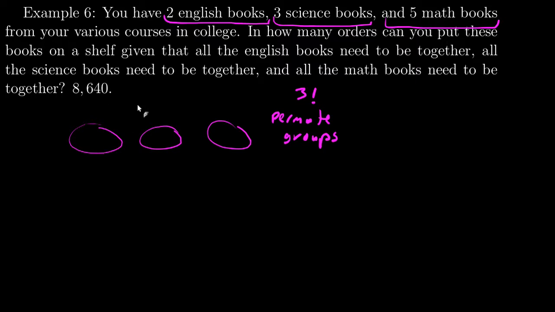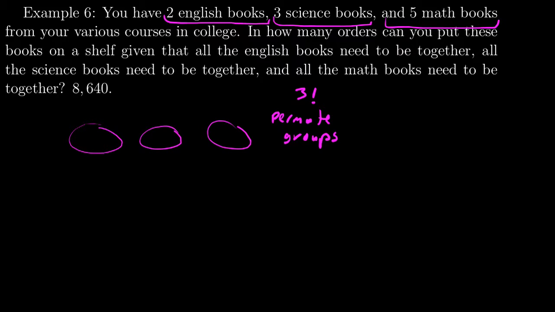Because I could go English, science, math, English, math, science, math, English. I did this in a dumb way. English, math, science, and then math, English, science, math, science, English. I think I got them all there, but I dove right in before thinking, and that's what happens.